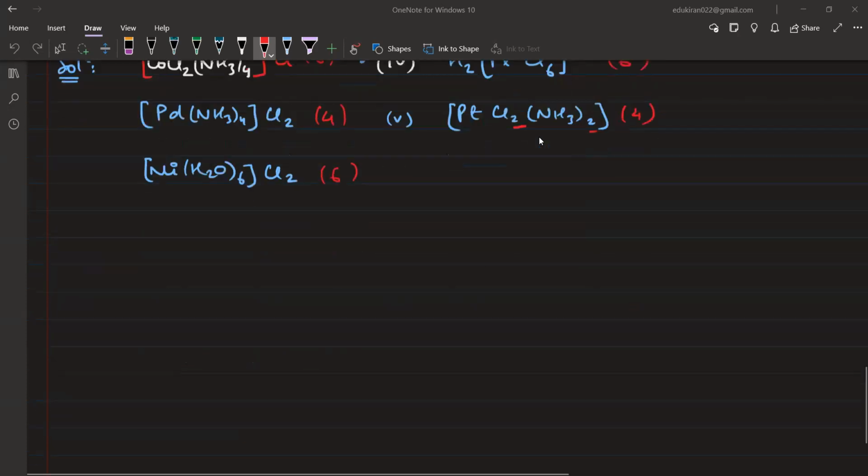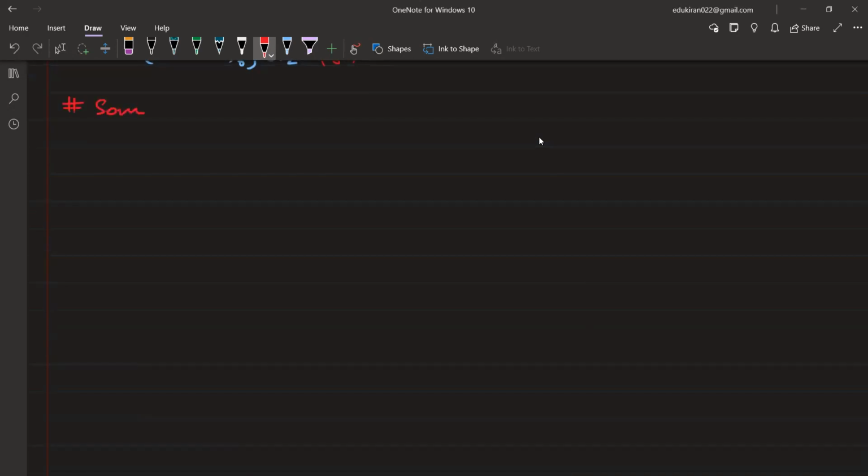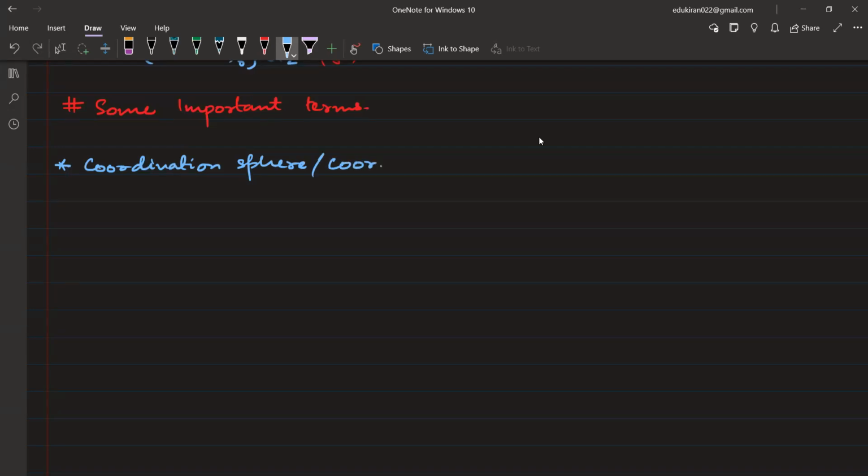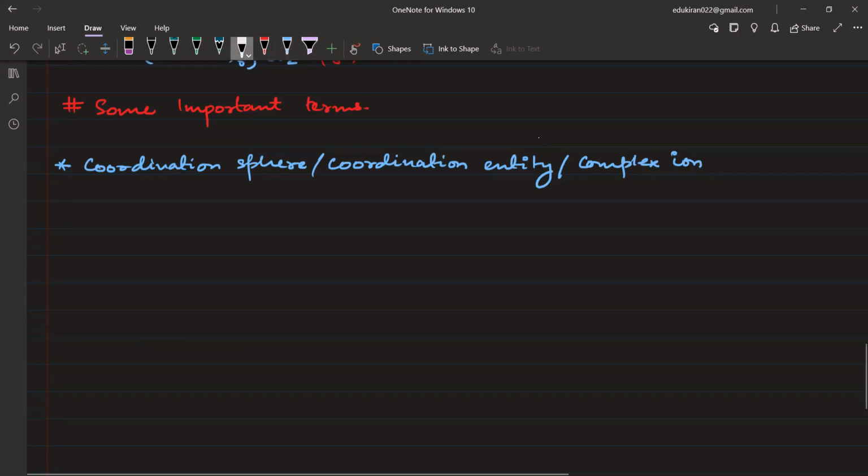Right, next, some important terms. In this, please write. Number 1 is coordination sphere, coordination entity, or complex ion. These are the words that you have to remember. All of them mean the same thing. Coordination sphere or coordination entity or the complex ion. Please write.